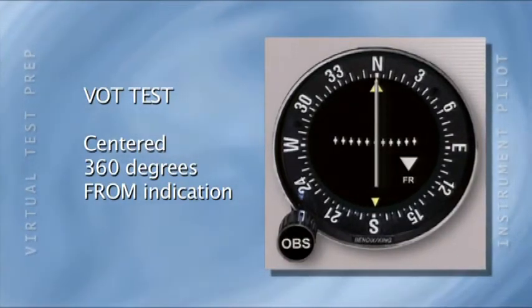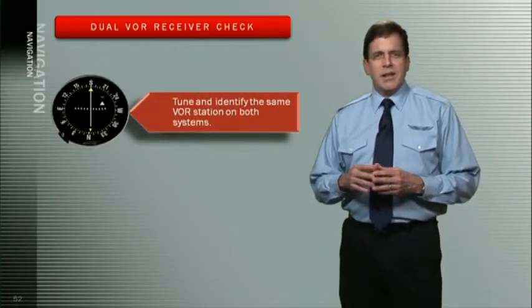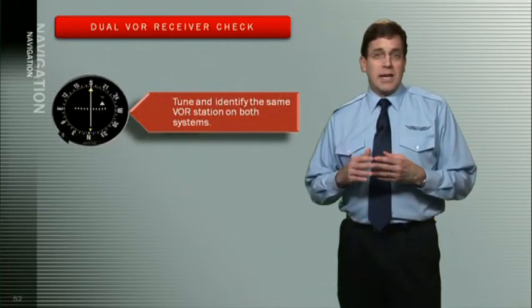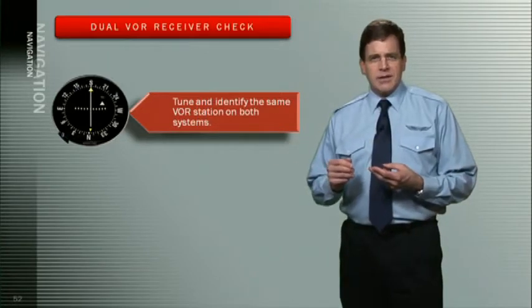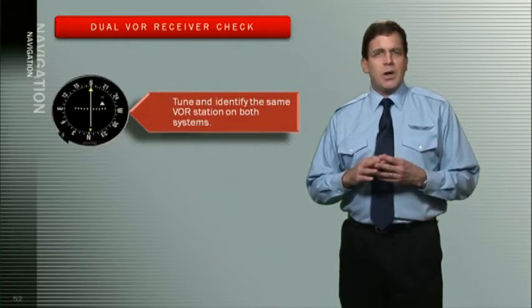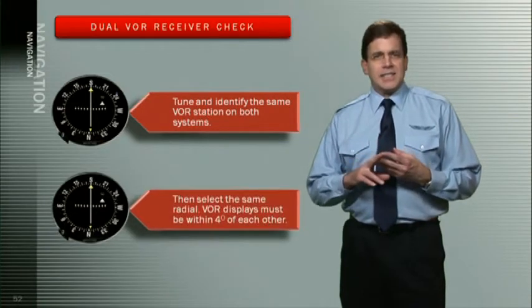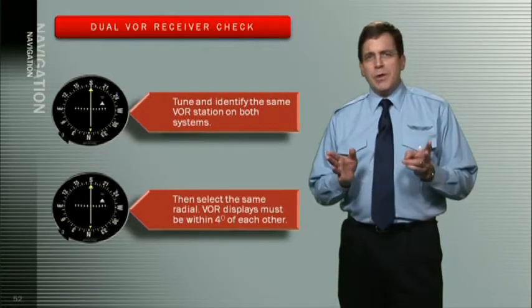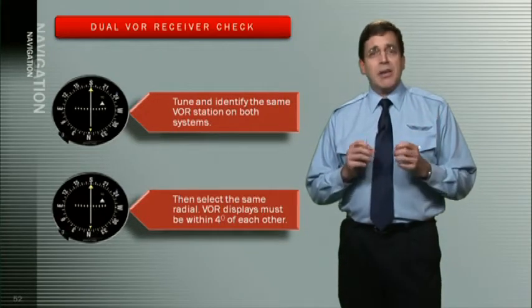Now, another way to check your VOR is by using a dual VOR receiver check. This requires 2 VORs, completely independent of each other in the aircraft. These VOR units may share the same antenna, but they must be 2 entirely separate navigational units. To accomplish this check, tune and identify the same VOR station on both systems. Then, select the same radial. The 2 VOR displays must be within 4 degrees of each other to be considered accurate enough for navigation.